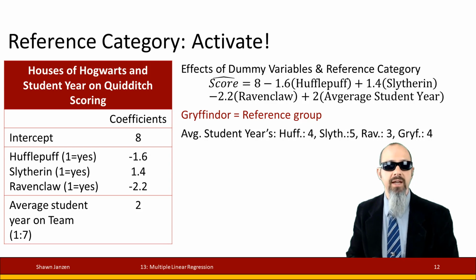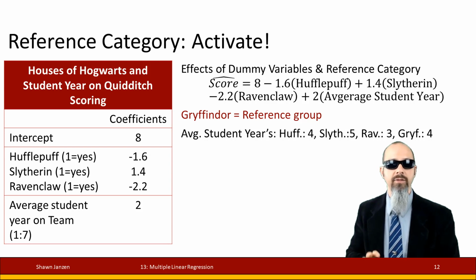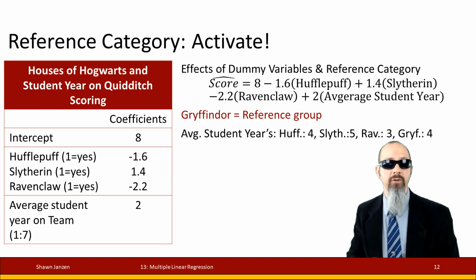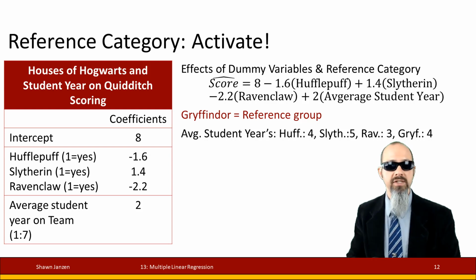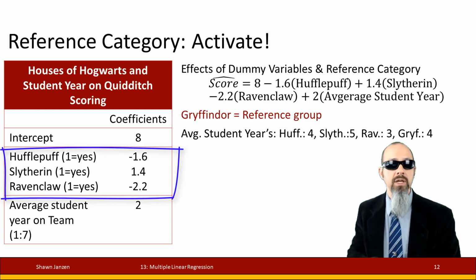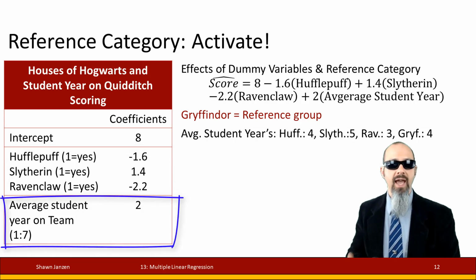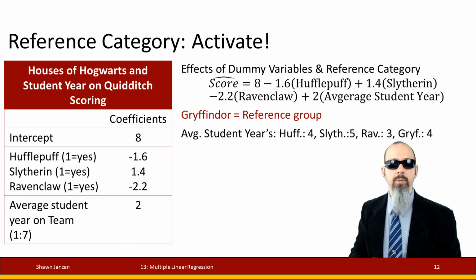So on the left side of the slide screen here, I have regression coefficients we would have obtained from a regression, where we have an intercept value, and I have 2 variables. The first major variable is what house the students are in. The second variable is the average number of years spent at the school on that team. Okay? So we have a group of coefficients for each.